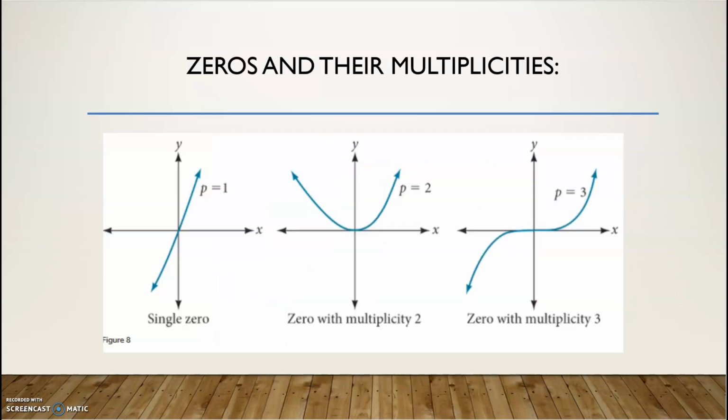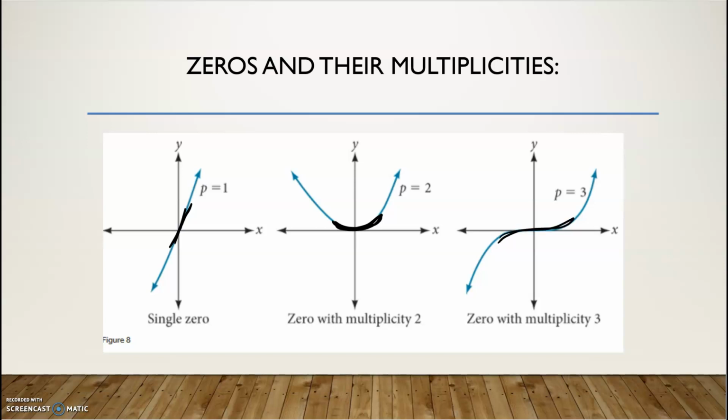Okay, so let's look at this right here. This one right here has a single 0. So it's just going straight through right here. Here we have a 0 with multiplicity 2. Right here, notice it's even, it bounces off. And we have 0 with multiplicity 3.